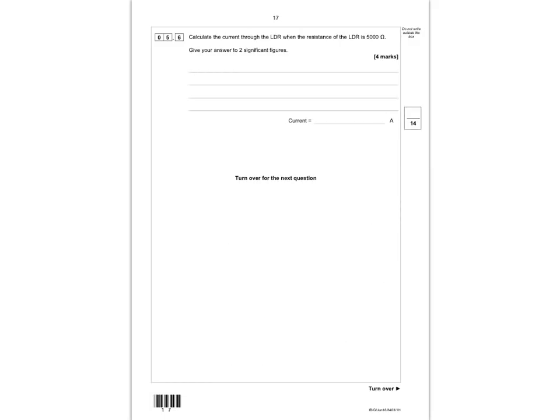The final part of question 5 is 5.6, and it says calculate the current through the LDR when the resistance of the LDR is 5000 ohms. I want you to give your answer to 2 significant figures.